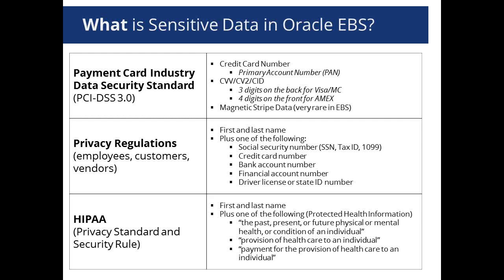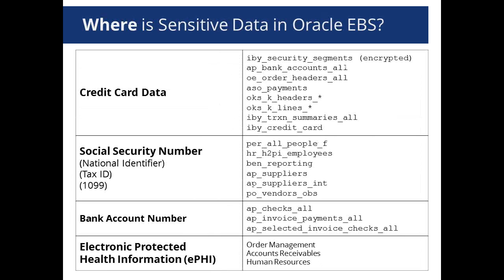Suite environment. We'll touch base a little bit on HIPAA throughout this, but we're really going to concentrate on the major identifiers like social security numbers, credit card numbers, and bank account numbers throughout most of this webinar. That's what most people are concerned about, and if you do a first pass, that's what's important. So that's what the sensitive data elements in E-Business Suite are.